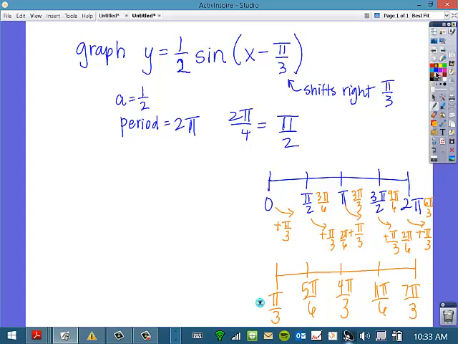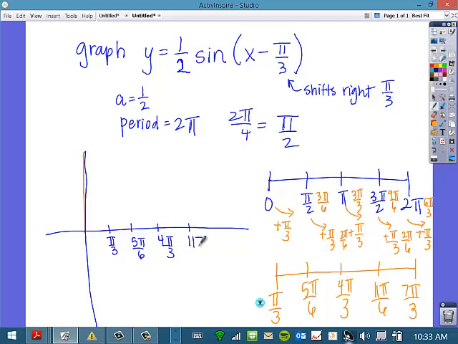So when you go graph this, whoops, forgot to change the color. Oh, and I forgot to change it again. I'm not starting at 0 anymore. I'm going to start at pi over 3, then go to 5 pi over 6, then 4 pi over 3, 11 pi over 6, and 7 pi over 3.